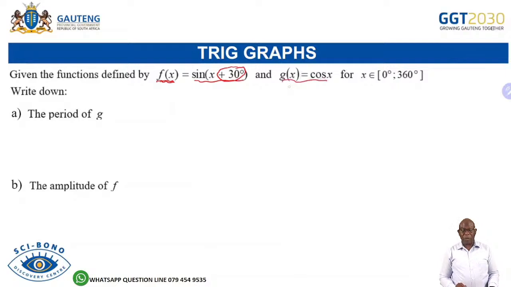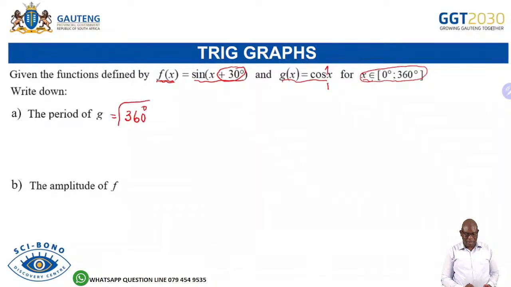We have a g of x, which is cos x, which is a normal graph. The x is an element of 0 to 360, which means that my graph is going to start at 0 and finish at 360. Now, the period of the graph: if I look at g, you see we have x multiplied by 1. So meaning that we are drawing how many graphs? 1 graph from 0 to 360. So the period of that graph will be 360.